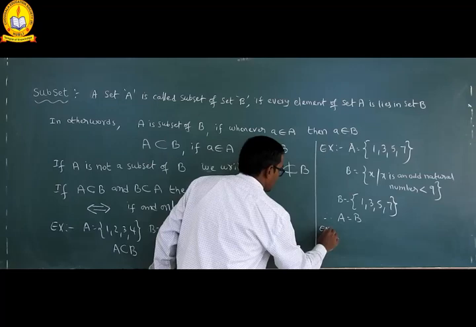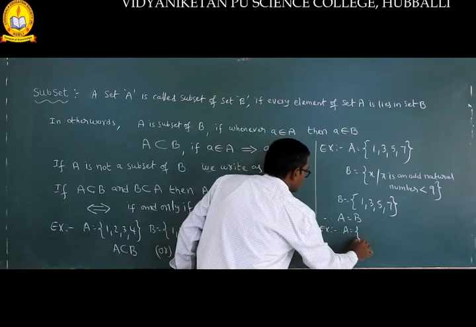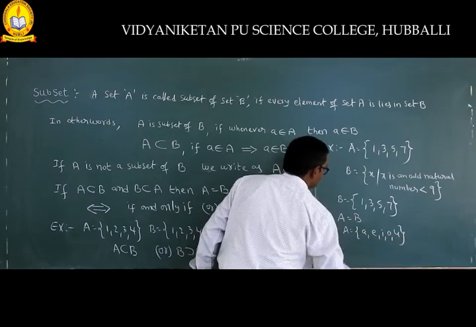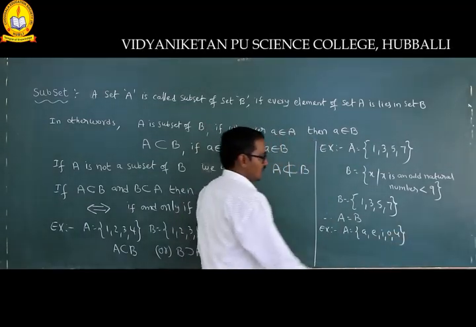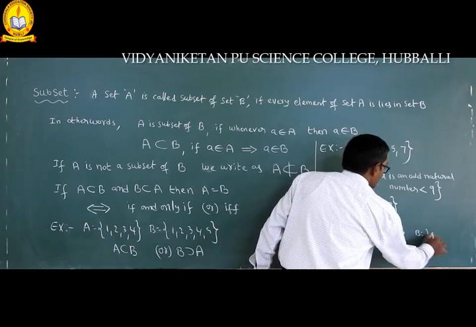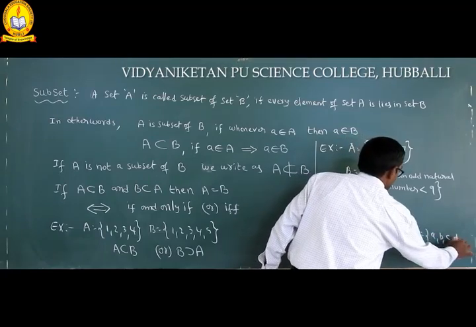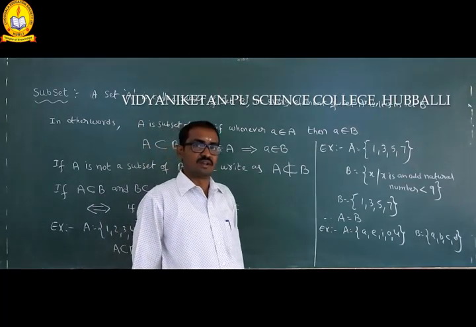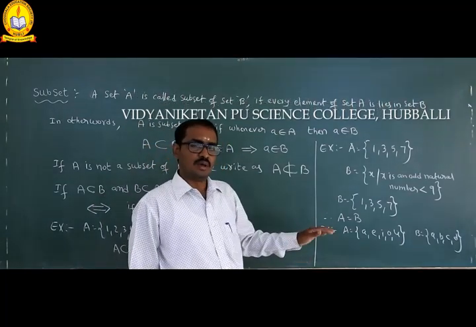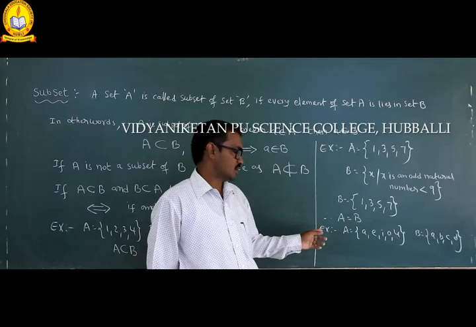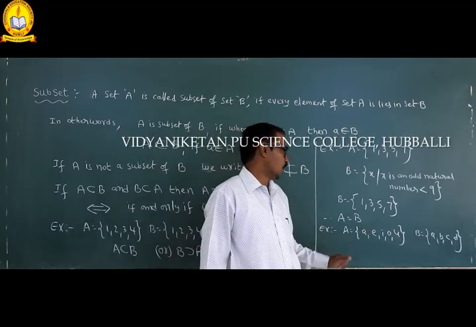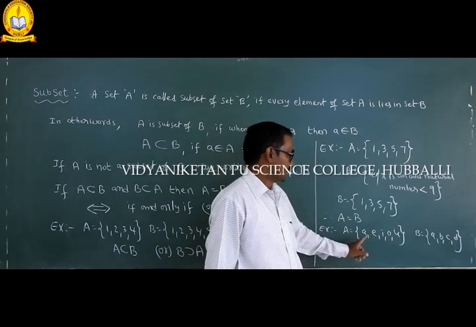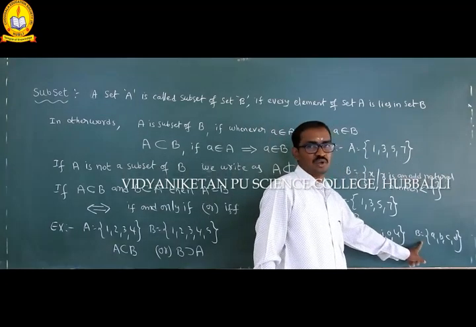Next, third example. Set A is equal to {a, e, i, o, u}. These are the vowels of the English alphabet. And set B is equal to {a, b, c, d}. Are these two sets equal or unequal? Is A a subset of B? No, because element e is in set A, but in set B element e is not there.